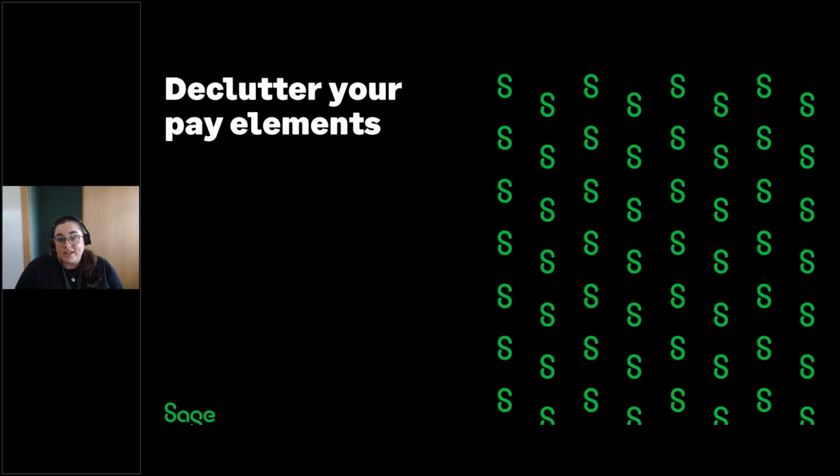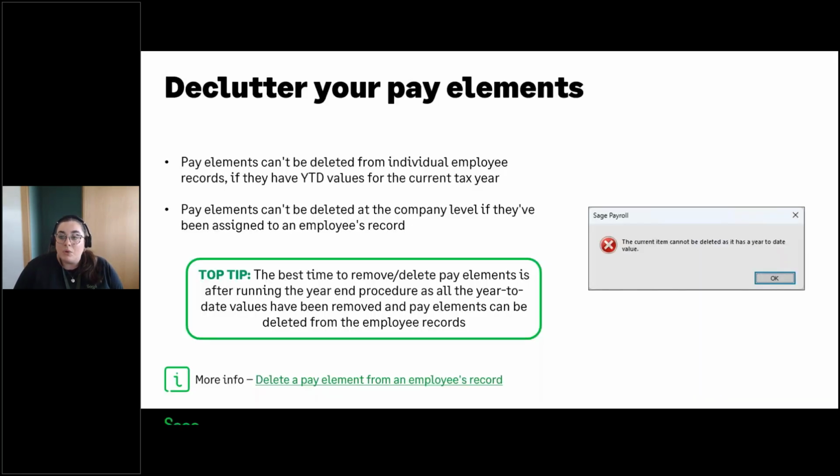Now, in order for these elements to be deleted from the company, just a couple of requirements that you need to be aware of. So pay elements can't be deleted from an individual employee's record if they've got year-to-date values for the current tax year. They also can't be deleted from the company if they've been assigned to an employee's record. And I'll go through how to work around these requirements as well.